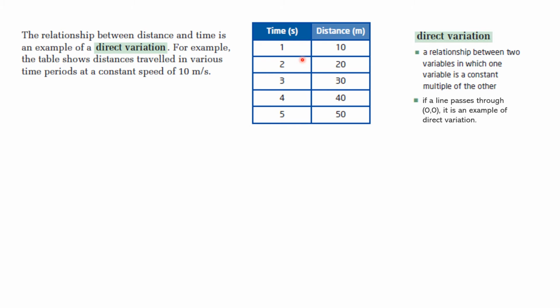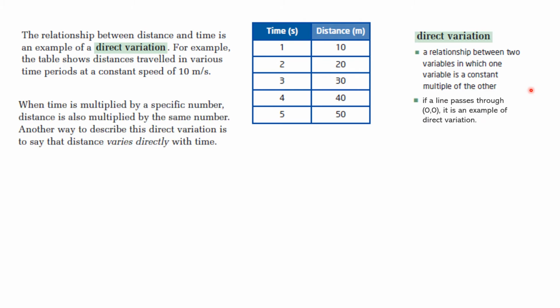So in your notes, you should be making a definition of direct variation. And these are good parts to have down, especially the 0, 0 part. If your line passes through 0, 0, it's direct variation. That's how you can tell if you're just looking at a graph or a chart, a T-chart or a table of values. When time is multiplied by a specific number, in this case 10, distance is also multiplied by the same number. Another way to describe this direct variation is to say that distance varies directly with time.